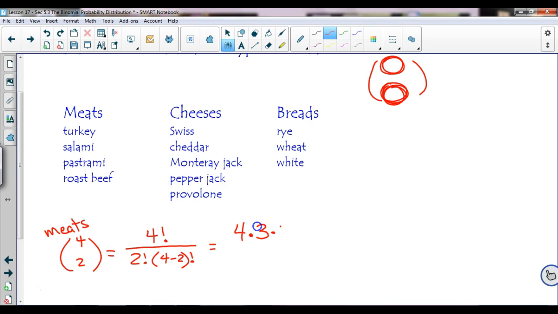4 times 3 times 2 factorial, all over 2 factorial times 2 factorial. So those will cancel, and I'm left with 4 times 3 divided by 2 times 1, which is just 12 over 2, and that is 6. So I have 6 different combinations of 2 meats having 4 options.